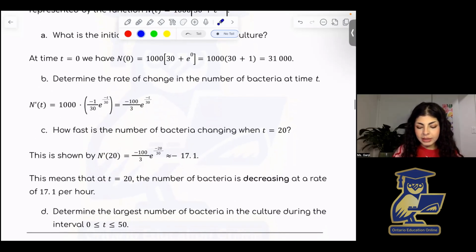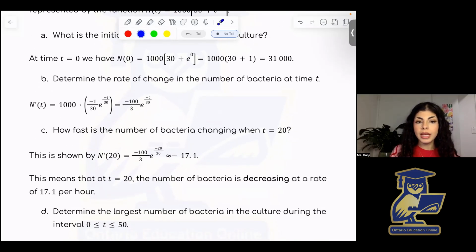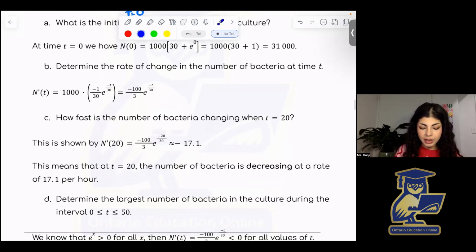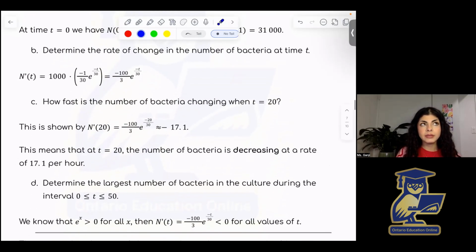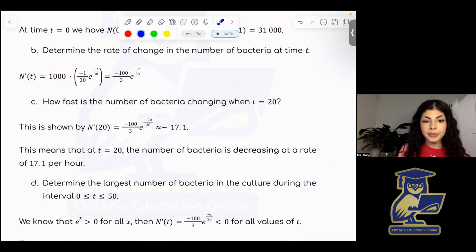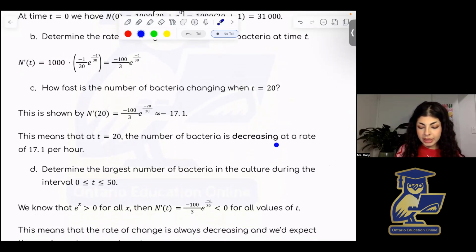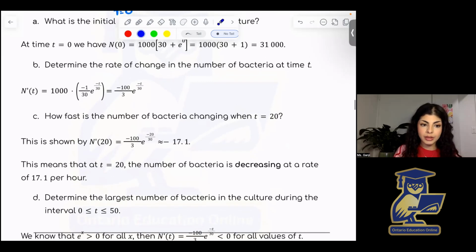Now we're asked how fast is the number of bacteria changing when t is equal to 20? So we want to know the rate of change at time equal to 20. But we already have our derivative function, so then I can just substitute the value of 20 there. So n prime at t equal to 20, I will find this expression here, which is approximately negative 17.1, which means the rate of change is negative. So the number of bacteria is decreasing at a rate of 17.1 per hour because our time was in hours.